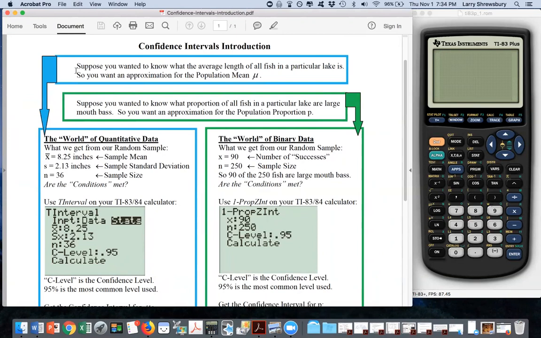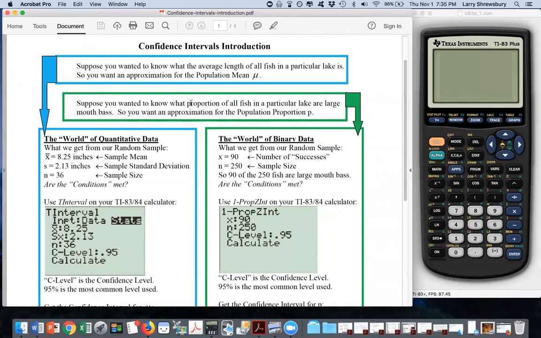But now you're learning some really practical statistical methods. If you don't know anything about an entire population of quantitative data, I'll bet the first thing you'd want to know is what the population mean is. Remember what that represents? The typical measurement for the entire population. I would like to know what the average length of these fish in this lake is. You'd like to get an approximation of it, and that's what a confidence interval is. But maybe that's not what you want to know. Maybe what you wanted to know was what proportion of all the fish in this lake are largemouth bass.